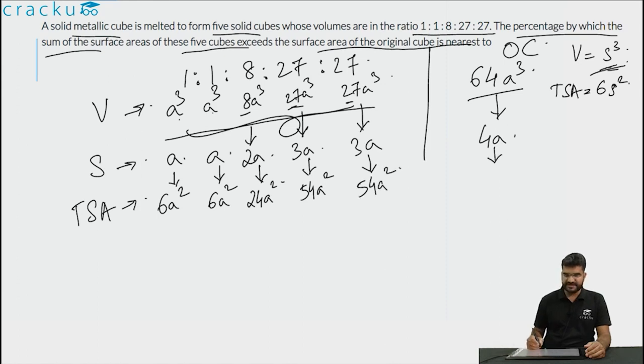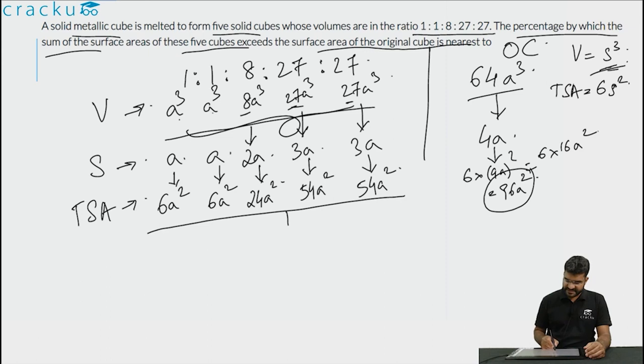And the total surface area of the original cube is 6 into 4A whole square. So this is 6 into 16A square, which is equal to 96A square. So the original surface area of the cube is 96A square. The new total surface area will be the sum of all of these. So 6 plus 6 is 12, 12 plus 24 is 36, 36 plus 108 is 144A square. This is the new total surface area.